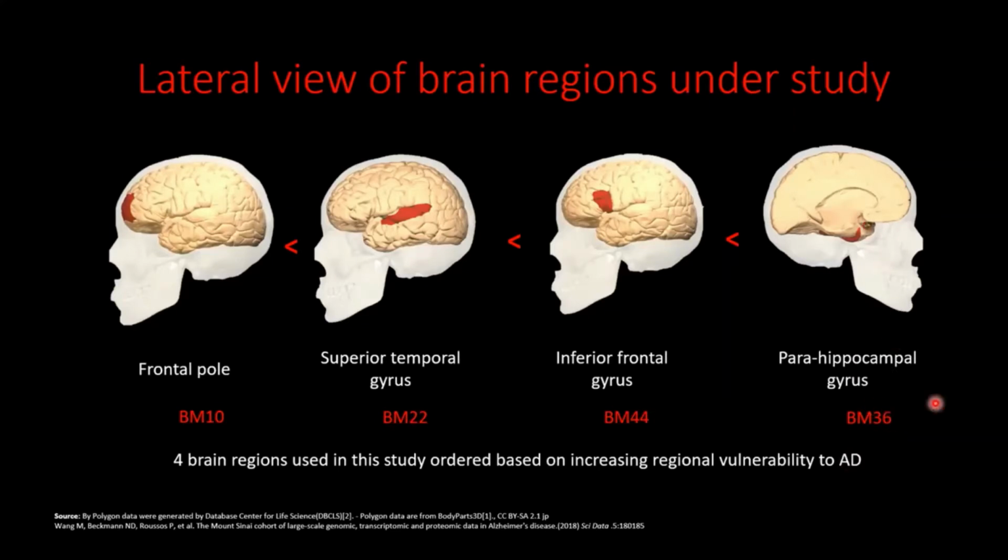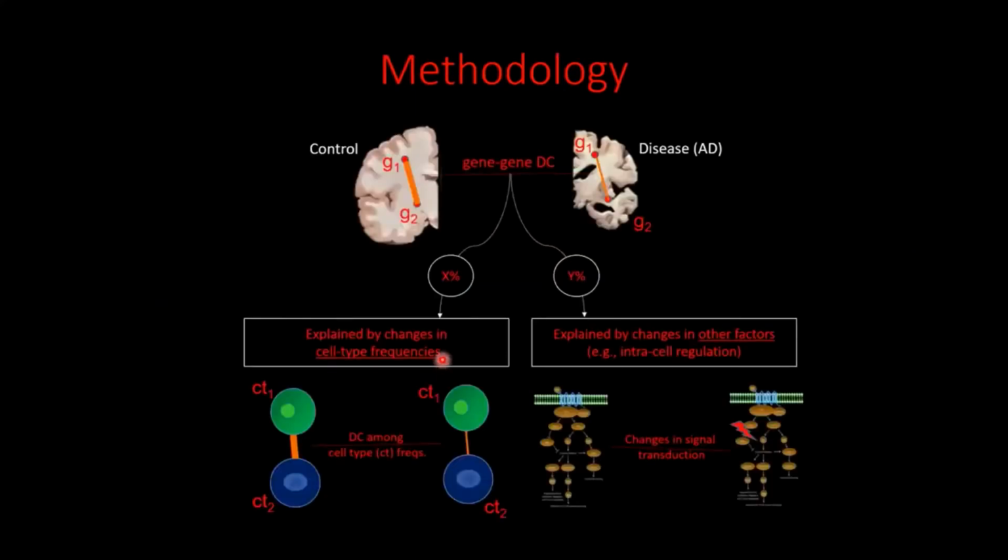So BM36 is the most vulnerable to AD, and BM44 is the next most vulnerable to AD, based on 19 brain regions that the Mount Sinai cohort studied. So yeah, this slide explains what I'm trying to do.